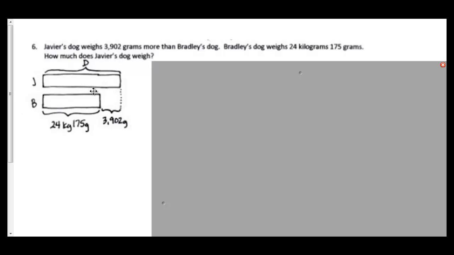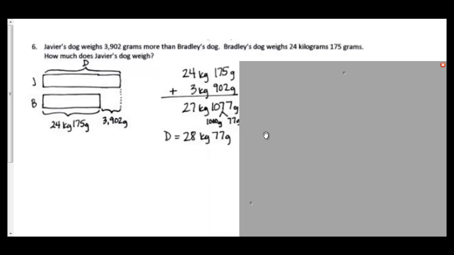But by looking at my tape diagram, in order to figure out how much Javier's dog weighs, I'm going to have to add these two numbers together. So I want you to try to write that addition sentence and try to solve it. See if you can figure out what to do when you've got all of these grams and 24 kilograms and 175 grams. See what you would do there.